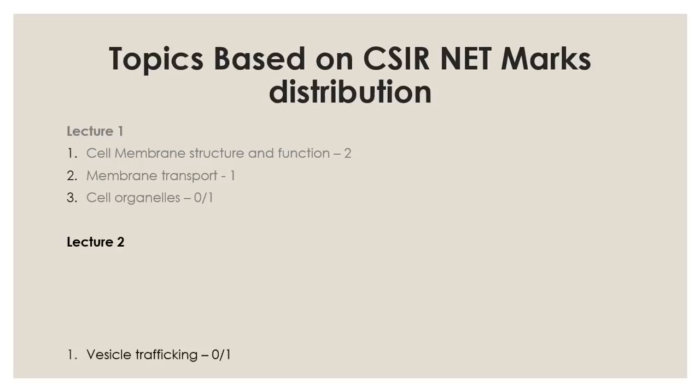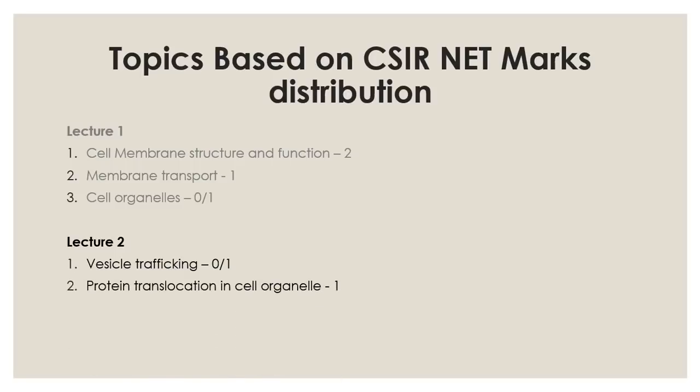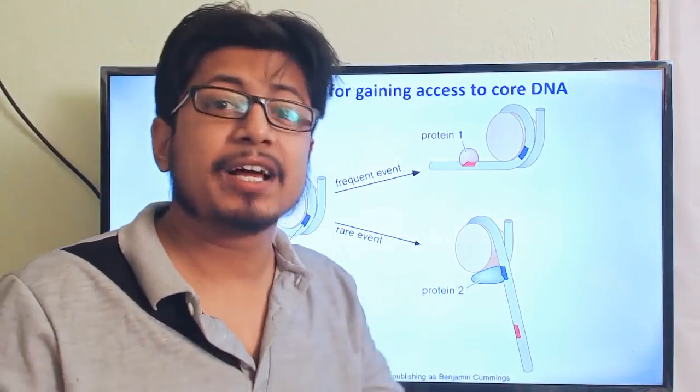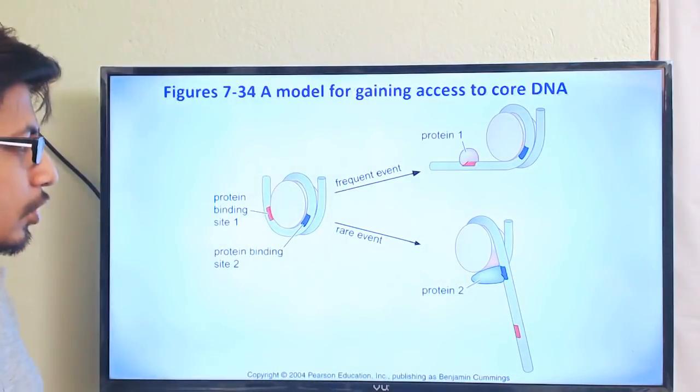In this lecture, we are going to talk about vesicle trafficking, and also we'll see the movement of vesicles throughout the cell, the secretory pathway, and two different modes of vesicle movement. Protein translocation in cell organelle, chromatin structure regulation and epigenetic modification, and we'll also talk a little bit about the nucleosome and nucleosome remodeling. The numbers written after every single topic name denote the approximate number of questions you can expect from this chapter in CSIR NET exam. We call it chromatin remodeling, or we can also call it nucleosome remodeling.